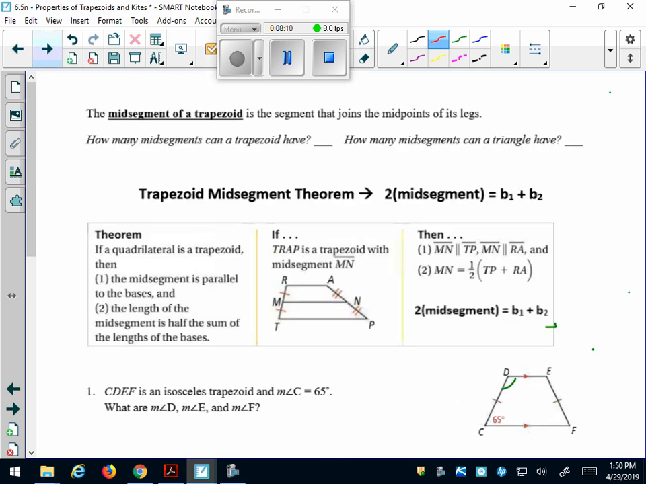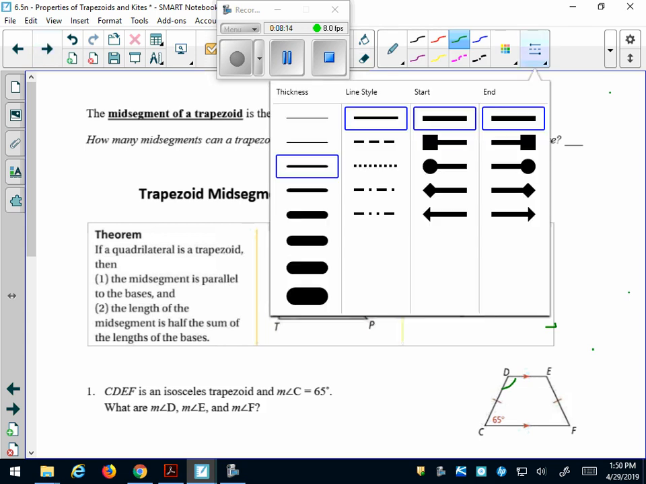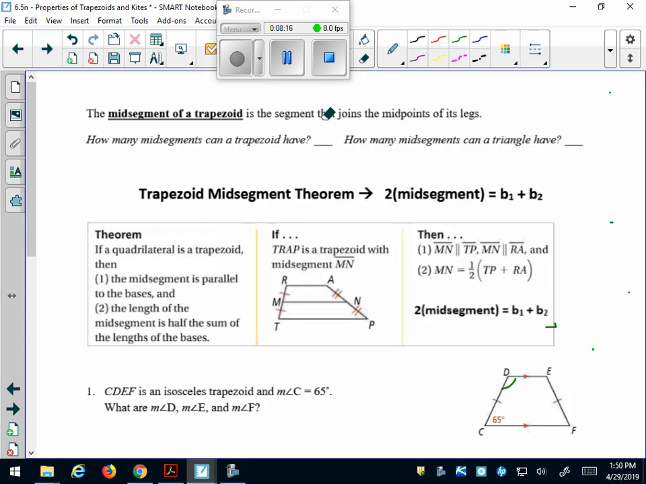Okay, so something else about trapezoids. And this is not really a property. It's just another feature of a trapezoid that can help us find missing sides. And that is the mid-segment. The mid-segment of a trapezoid.